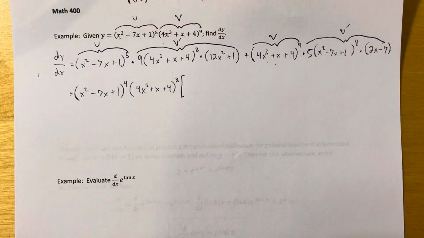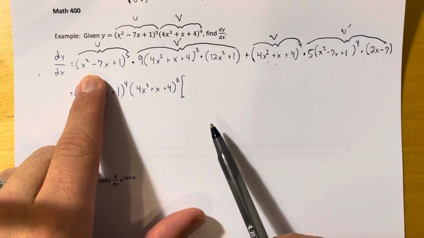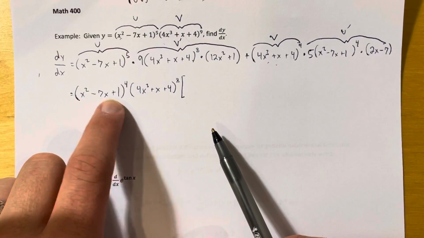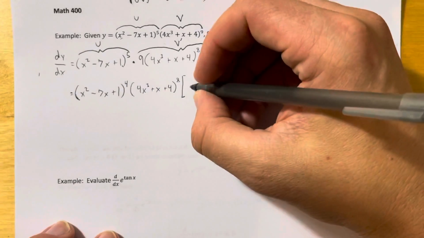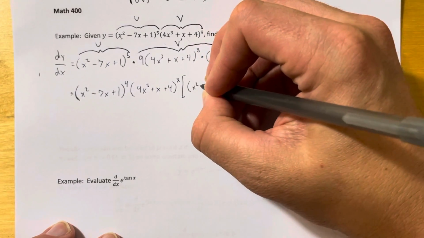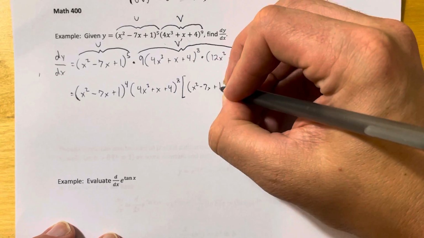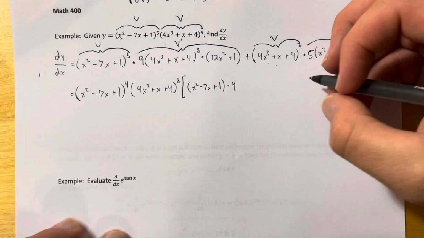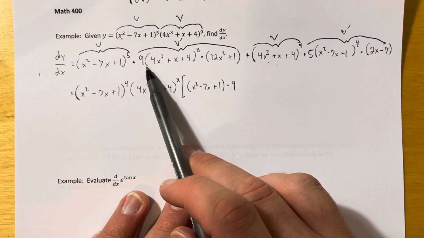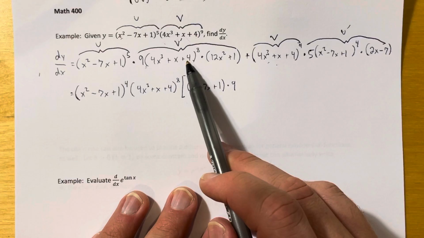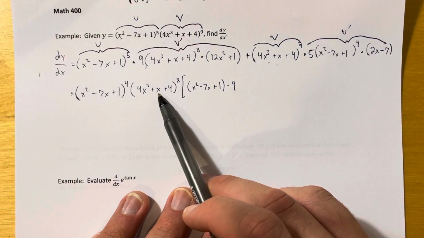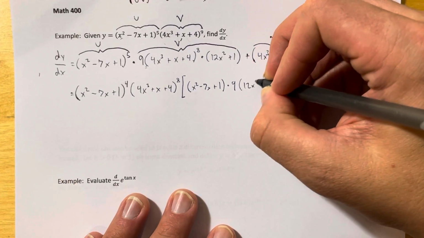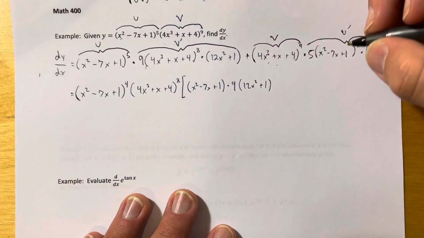So starting here, we had x squared minus 7x plus 1 to the 5th. I've pulled that same thing, but to the 4th power out. That would leave me with x squared minus 7x plus 1 there, okay, times 9. Now this part, this cubic polynomial to the 8th power, I have pulled that entire thing out. So that's gone, and I still have this 12x squared plus 1 here, okay?